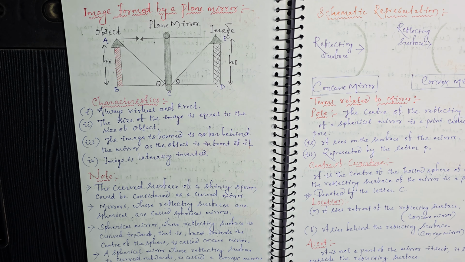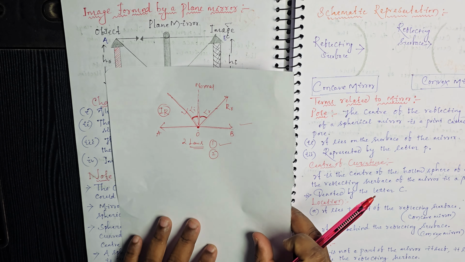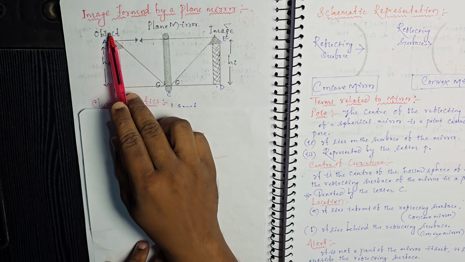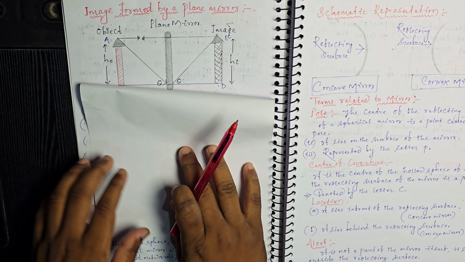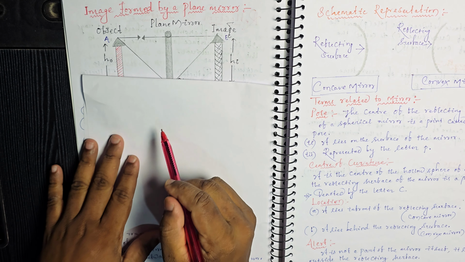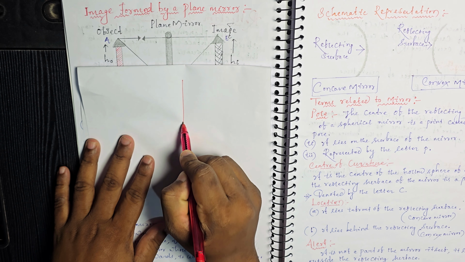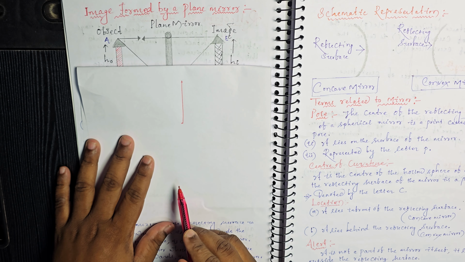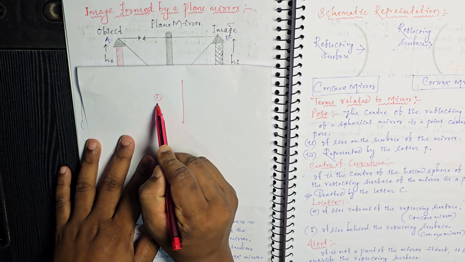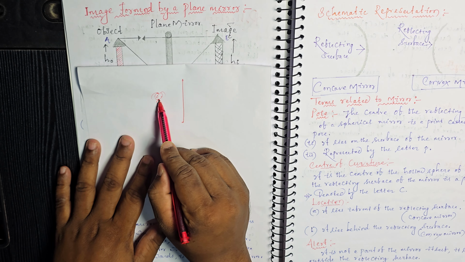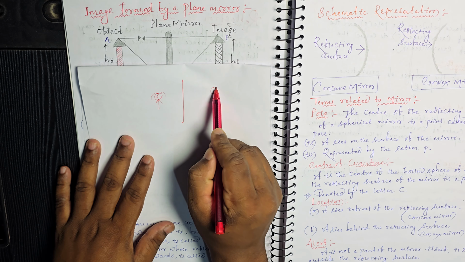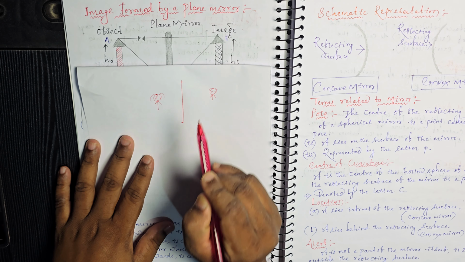Now coming to the image formed by a plane mirror. This is one of the most important topics you already came across in class 8th. Now I'm going to explain it again in detail. Image formed by a plane mirror. Simple thing. Let's say this is a mirror and you are standing here, and your image will be formed behind the mirror, which is virtual.